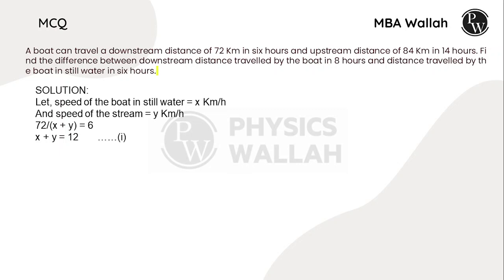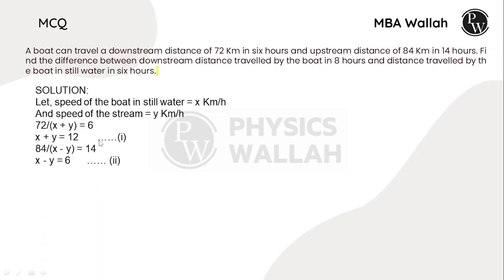So we have to add the relative speeds of the boat in still water and the speed of the stream. So x plus y, 72 is the distance covered in downstream. So 72 by x plus y equals 6 hours because it took 6 hours. Here, given in the question, a boat can travel a downstream distance of 72 km in x plus y speed in 6 hours. So on solving this equation, we are getting x plus y equals 12. That is, 72 by 6 is 12.